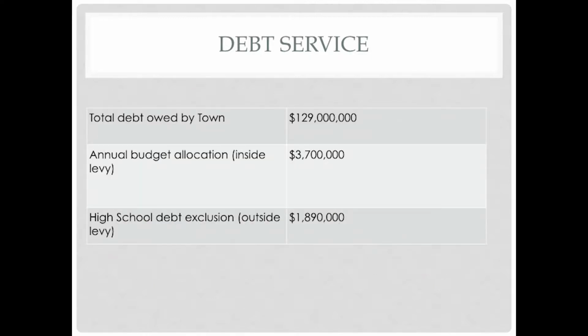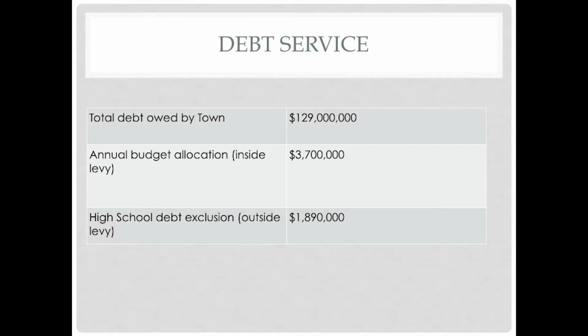So the total debt owed by the town, about $129 million. We allocate, and I think these are actually last year's numbers, about $3.7 million a year to pay for our debt. Not uncommon for a town our size. We actually have a relatively low debt level overall. It's not super low, but it's also not high. Some towns borrow a lot more money.